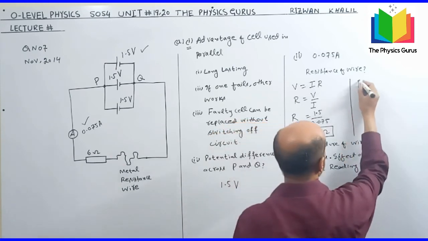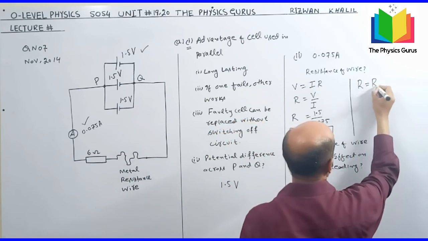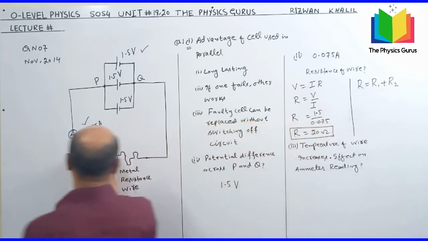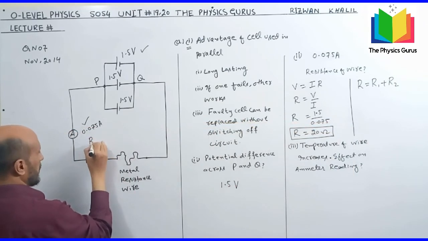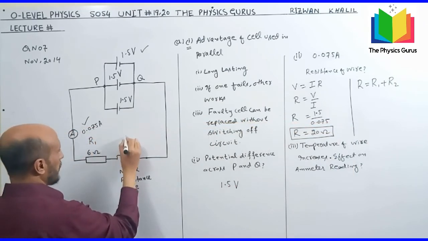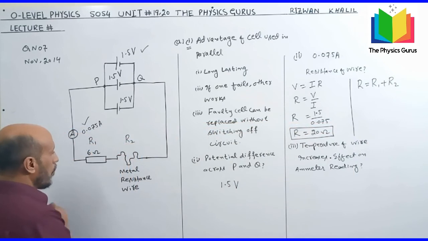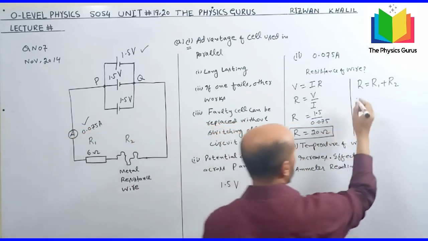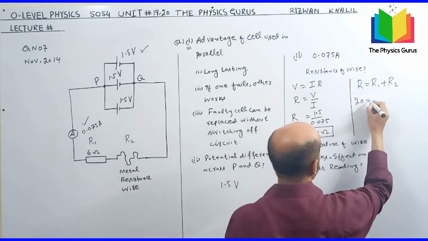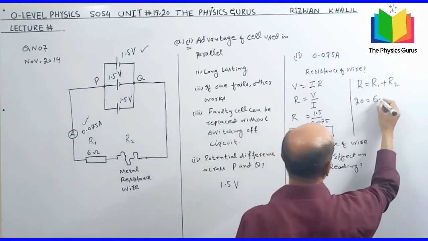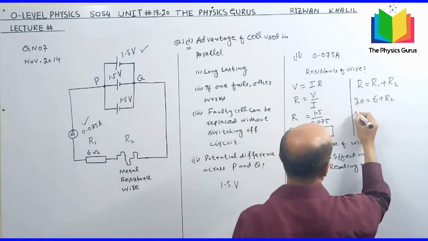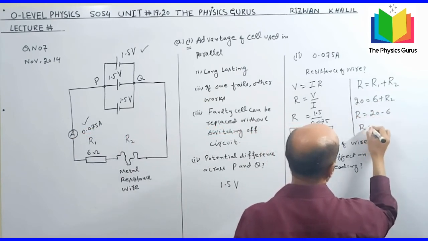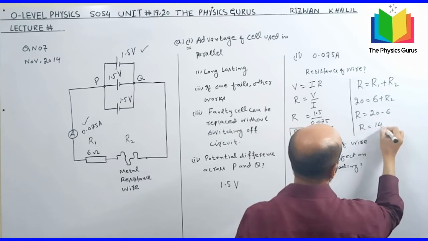the total resistance of the circuit can be calculated by R1 plus R2. Let's suppose we are representing the resistance of this resistor by R1 and the resistance of the metal wire by R2. So what is the value of R? 20. What is the value of R1? 6. So 20 equals 6 plus R2, so R2 is equal to 20 minus 6. Therefore R2 is equal to 14 ohm.